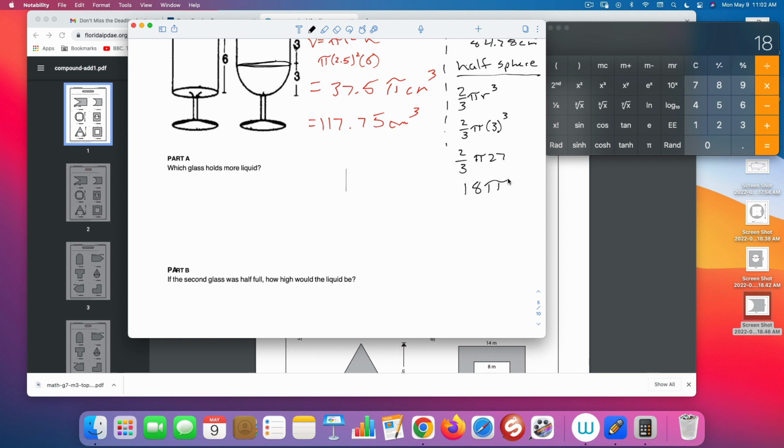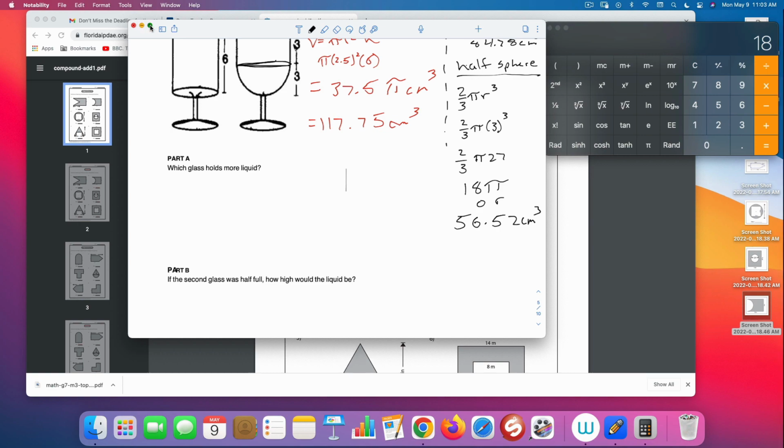So 18 pi is in terms of pi, or give me the non-pi number, Zion. 18 times 3.14 is what? Let Zion think. 56.5 centimeters cubed.